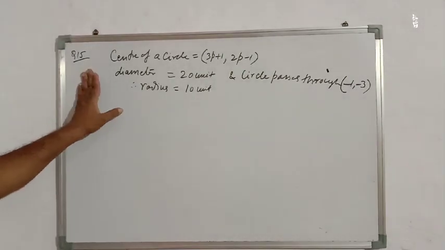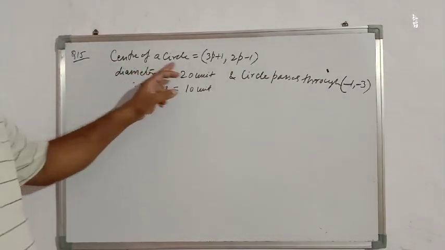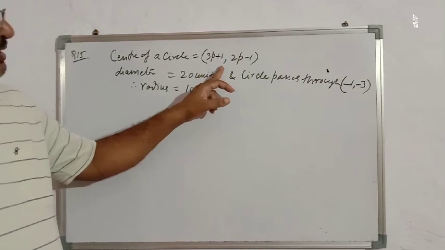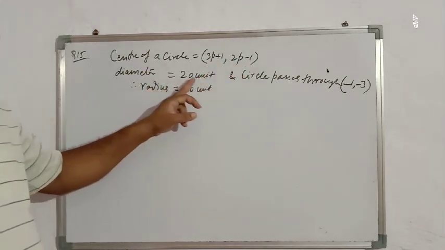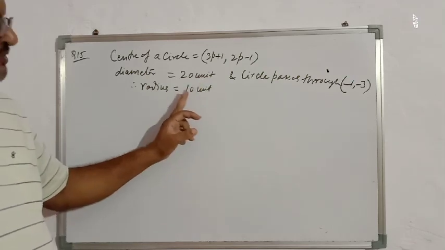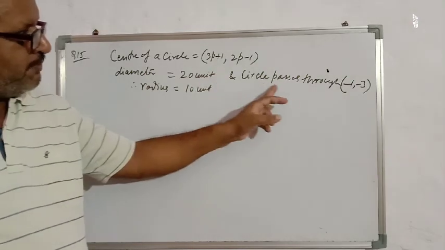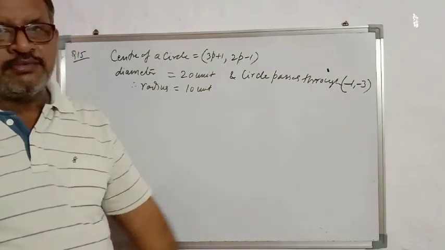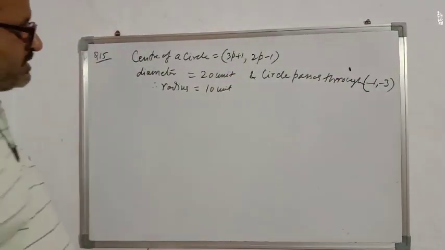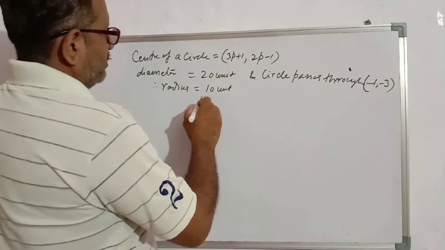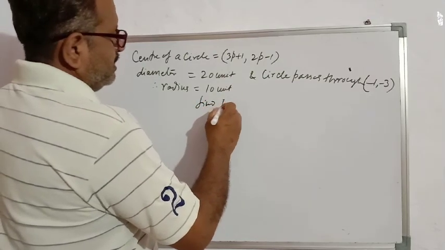Now see question number 15. The center of a circle is given as 3p plus 1, 2p minus 1. The diameter of the circle is 20 units, so the radius will be 10. The circle passes through the point minus 1, minus 3. We have to find the value of p. So what we have to find? We have to find p.